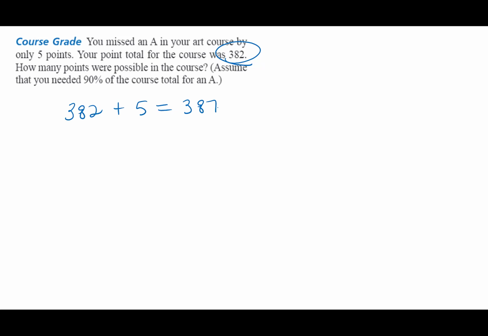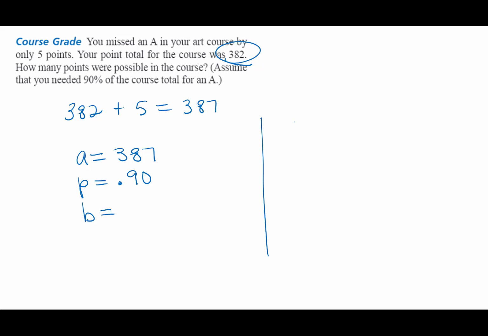So what does that mean? 387 points is the bare minimum amount of points that you need in this art class to have a 90% grade, which is an A. So in order to find the total points, like if you did everything perfect and received every possible point, how much is that? So our part is 387. The percent is the 90%, but we're going to go ahead and change it to 0.90. And we're looking for the B, which is the total out of how many total points.